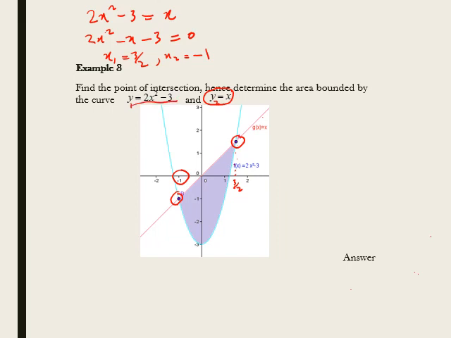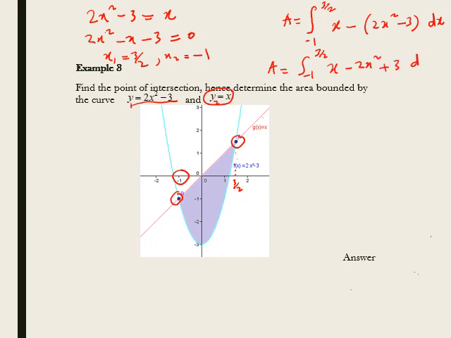So your area equals the integration from negative 1 to 3 over 2, because those are the points of intersection. The points of intersection determine the limits. Now the upper curve is x, minus 2x squared minus 3. Don't forget the bracket, because it's minus the whole thing. So now your area is the integral from negative 1 to 3 over 2 of x minus 2x squared plus 3 dx. You just need to integrate this.